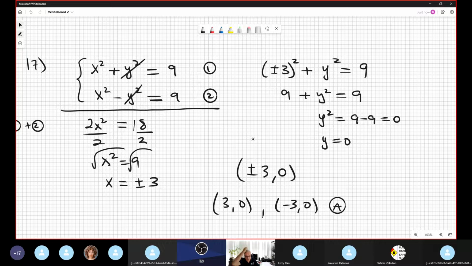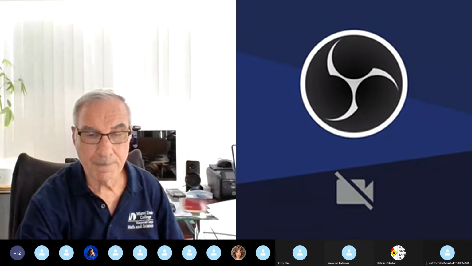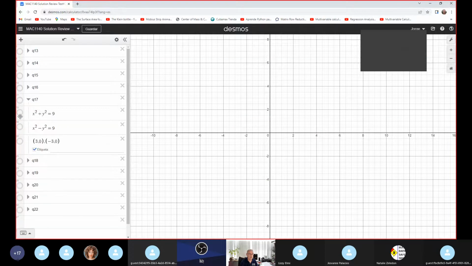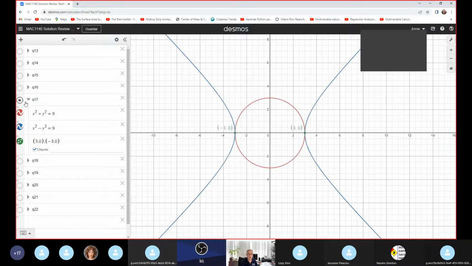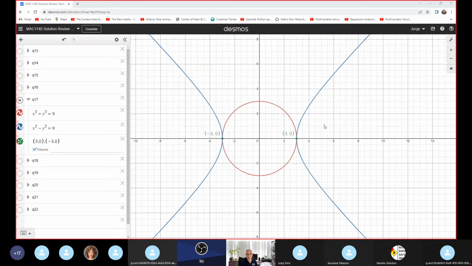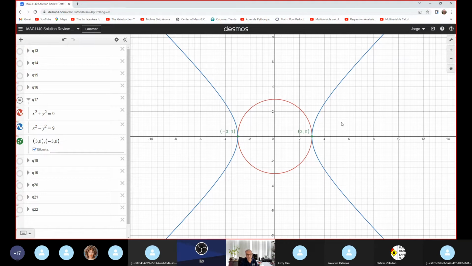Option A. Okay. Let me verify why we have only 2 solutions and not 4. And you understand now. Clear. Okay. It's equation 17. This circle, the hyperbola, and the 2 points. Look at that. The reason is because they are a perfect coincidence in the circle and the hyperbola. Only one, so 2 solutions, not 4 solutions. Great.